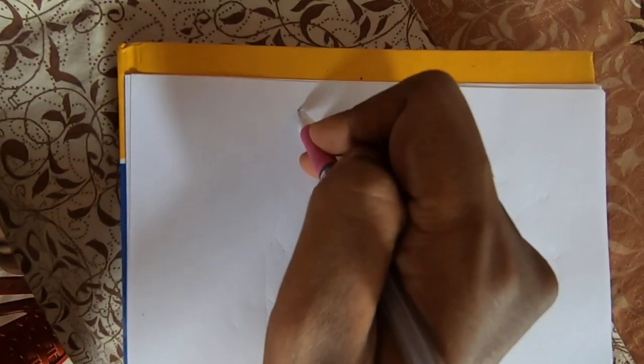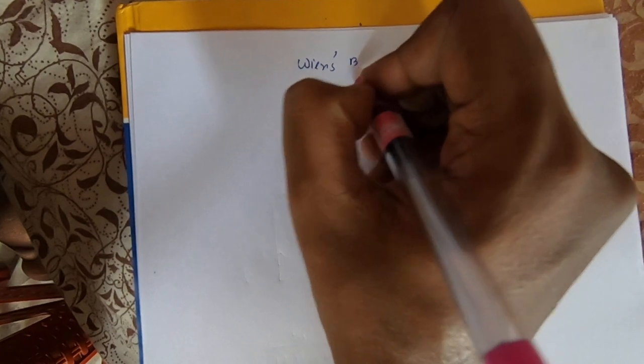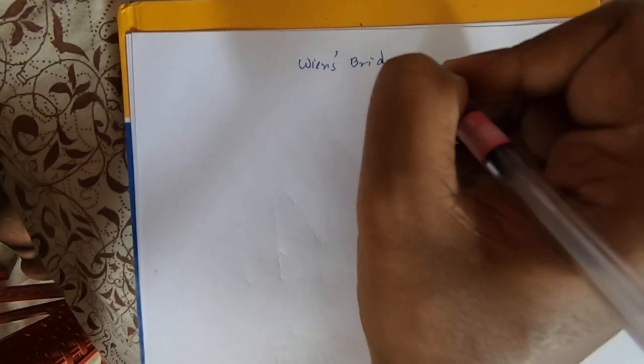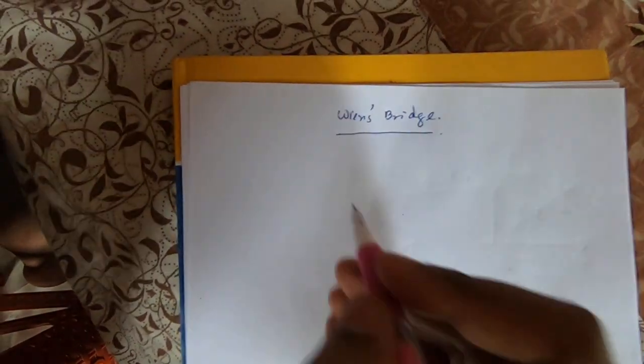So students, today we will study the Wien's bridge, which is used to measure the frequency of an unknown source. Fine. So now, first of all you just have to know the circuit diagram of this Wien's bridge.